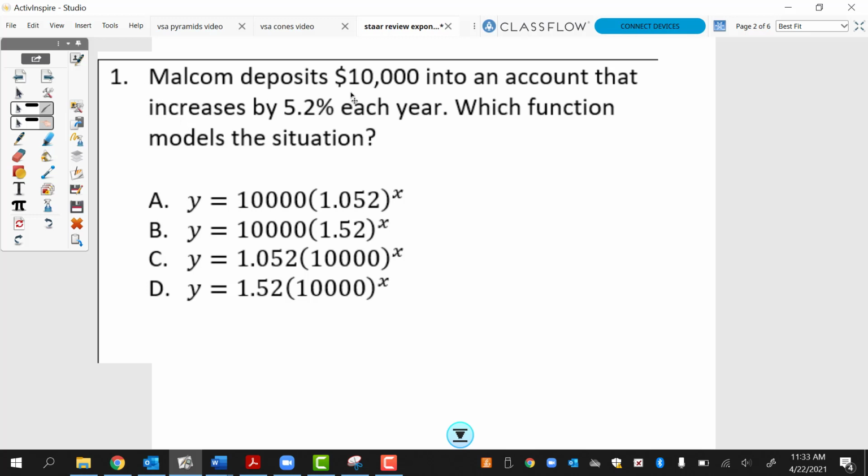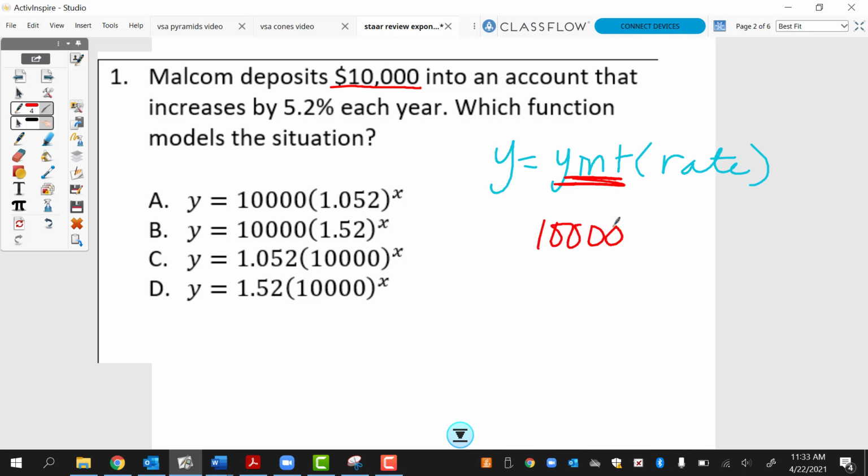So it says, number 1, Malcolm deposits $10,000 into an account that increases by 5.2% each year. Which function models the situation? So we know that it's going to be exponential. We know y-intercept on the outside, rate on the inside. So what was my starting number? Well, Malcolm started with $10,000. That's my y-intercept. So I should have 10,000 on the outside. If I look at the outside, I'm crossing off C and D because they don't have 10,000 on the outside.